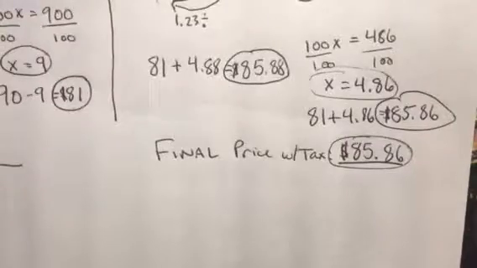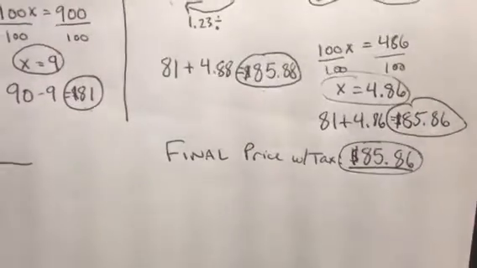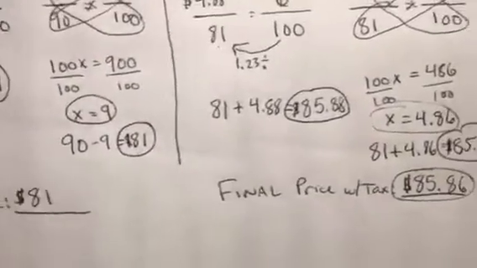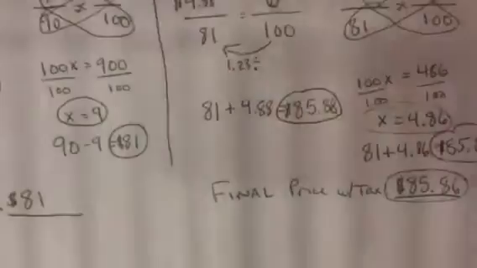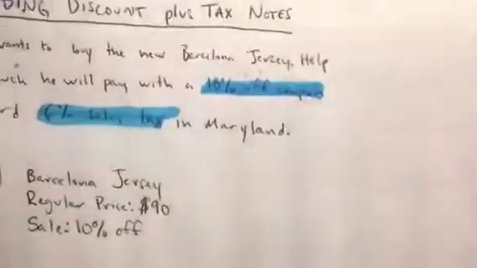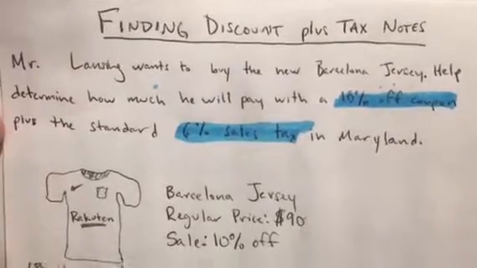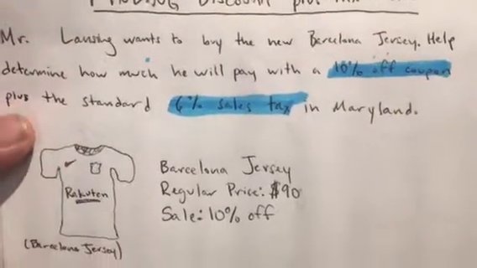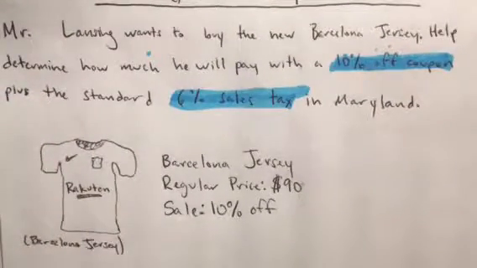So there you have it. We figured out how much Mr. Lansing is going to have to pay. It's going to be $85.86 roughly for a $90 jersey with 10% off coupon and 6% sales tax. Guys, you know how to do this. You're just setting it up and then you're adding or subtracting depending whether it's a coupon or a tax.